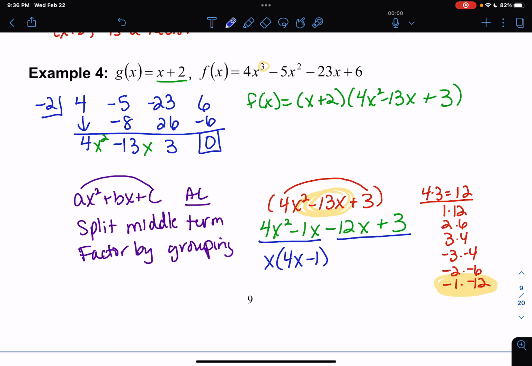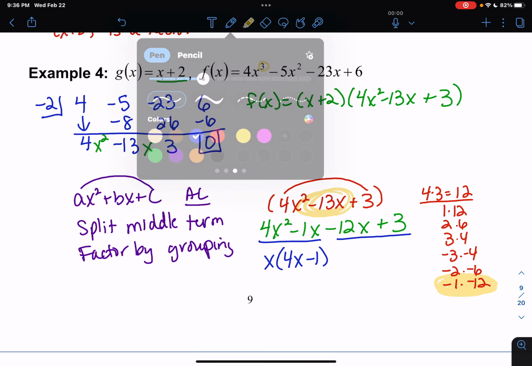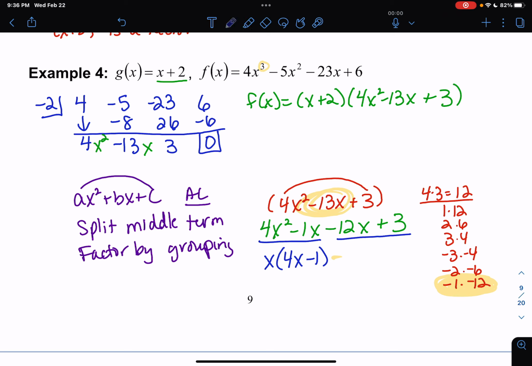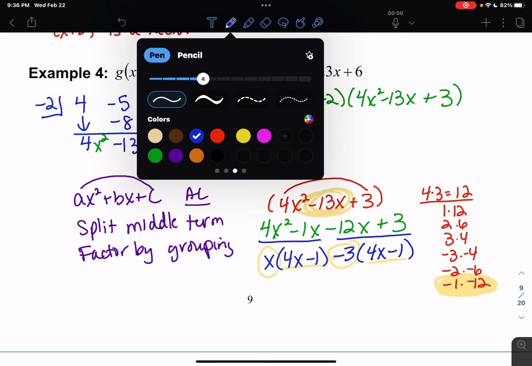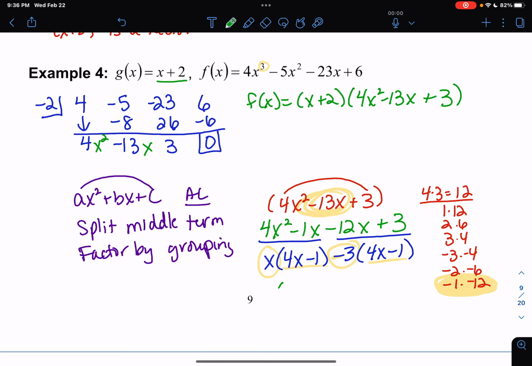And for the last 2 terms, we're dividing out a negative 3, and that will be left with 4x minus 1. Notice that 4x minus 1 is a common factor, and then the x minus 3 is going to be the other factor. So we can write this as one factor of 4x minus 1 and the other factor of x minus 3.